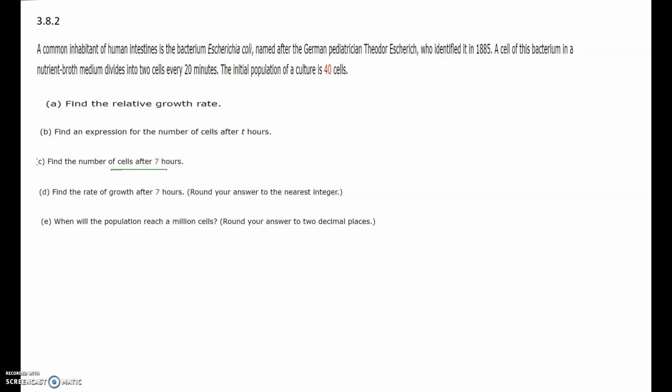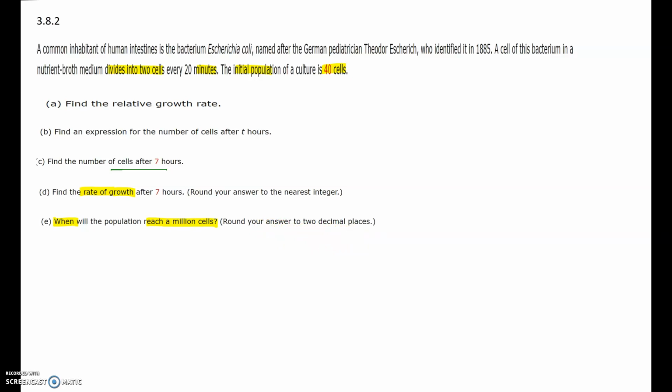A cell of this bacterium in a nutrient broth medium divides into two cells every 20 minutes. The initial population of a culture is 40 cells. Find the relative growth rate. Find an expression for the number of cells after T hours. Find the number of cells after 7 hours. Find the rate of growth after 7 hours. Round your answer to the nearest integer. When will the population reach 1,000,000 cells? Round your answer to 2 decimal places.